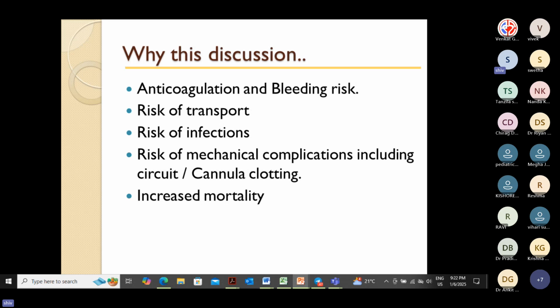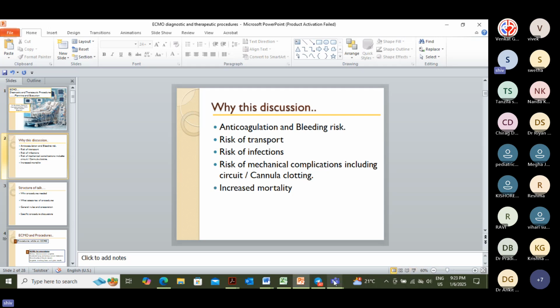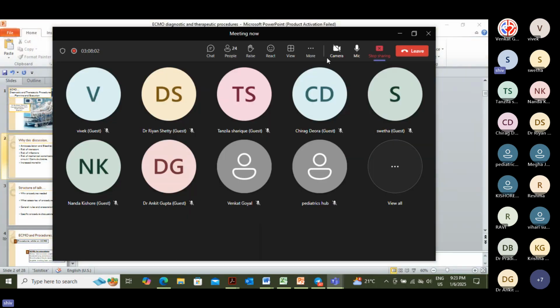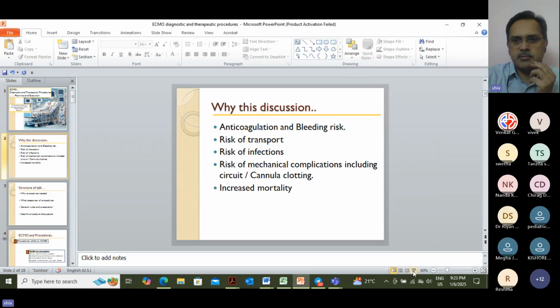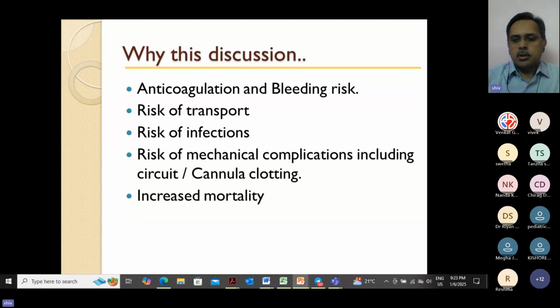So there's a lot of anticoagulation going on. There is bleeding risk when we do these procedures. There is also a risk of transport because all procedures cannot be done at the bedside. There is risk of infections, risk of mechanical complications, including cannula clotting and the circuit clotting. So there are a lot of things that can happen when we do procedures, and that's why it's important to be very careful on how we do it. And also there are enough studies to say that when procedures are done in patients on ECMO, there is also risk of increased mortality. So that's the bottom line of all that.